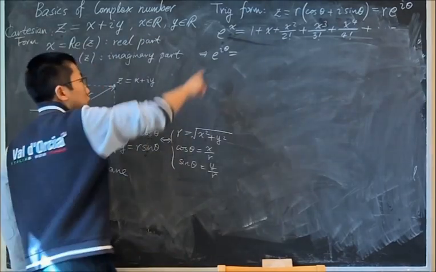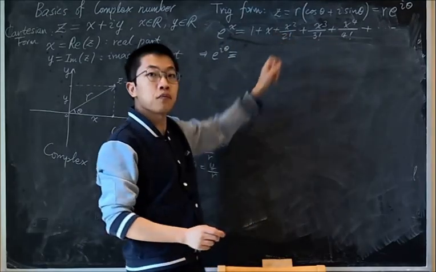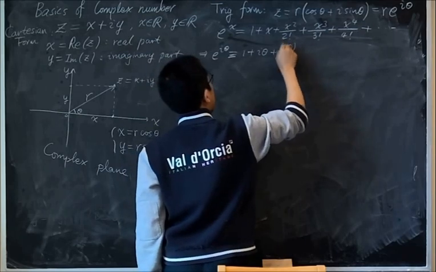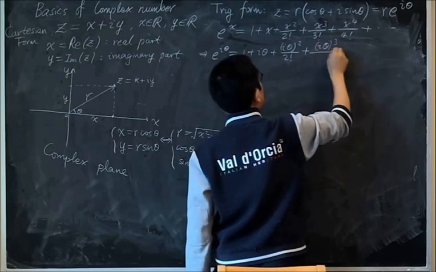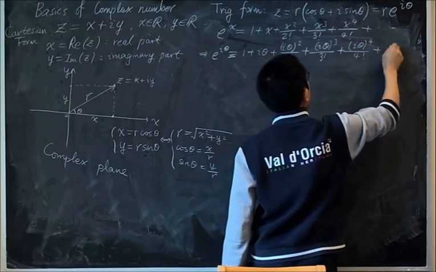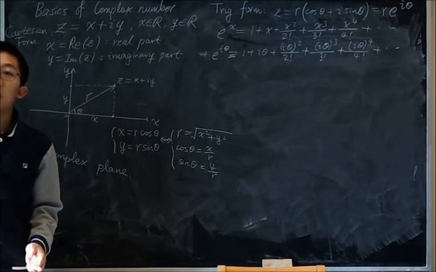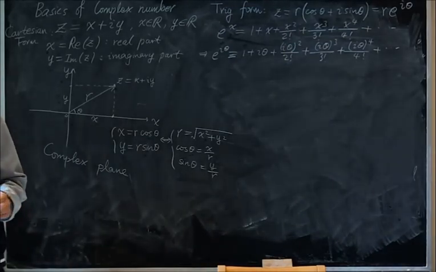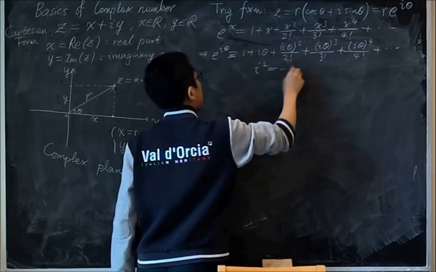For the definition of e to the x, we define it as the result of this operation: 1 plus i theta plus (i theta) squared over factorial 2, then power 3 over factorial 3, power 4 over factorial 4, all the way up. Okay, now let's think about the properties of i. So i is actually the imaginary unit. We know that it's defined such that i squared equals negative 1. This is the definition.